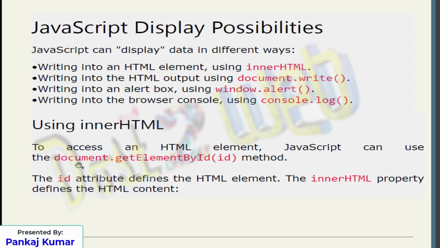Then you are going to use document.getElementById. You can see that the E is a capital letter, the B is a capital letter, the I is a capital letter, and ID. This is the method you are going to use for innerHTML. What is the use of this ID when we are specifying? This ID is an attribute, and it will define the HTML elements. That means your paragraph or your heading tag, that element will be defined here. And the innerHTML property defines the HTML content.